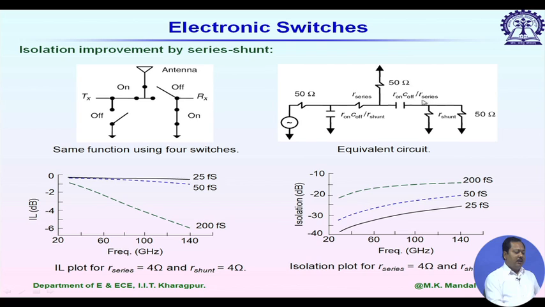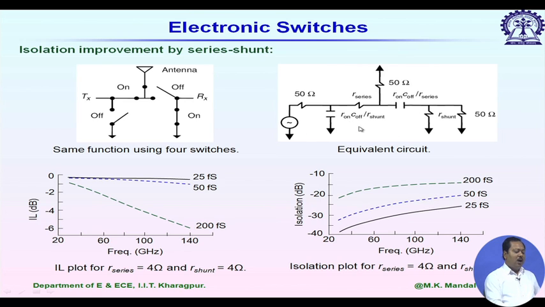Similarly, the other side can be modeled. Together, these two switches form a series-shunt switch, and it is in off condition. The switch or PIN diode which is off we represent by C off, and the switch which is in on condition we represent by a series resistance which is grounded.